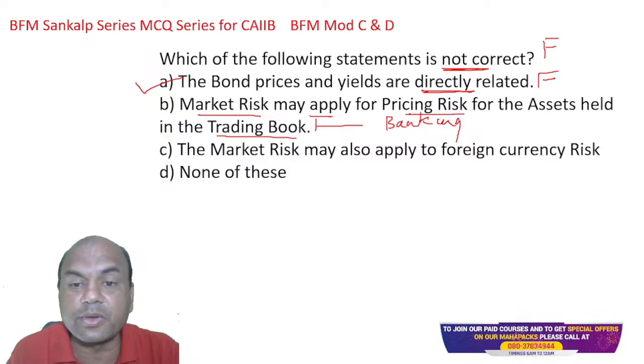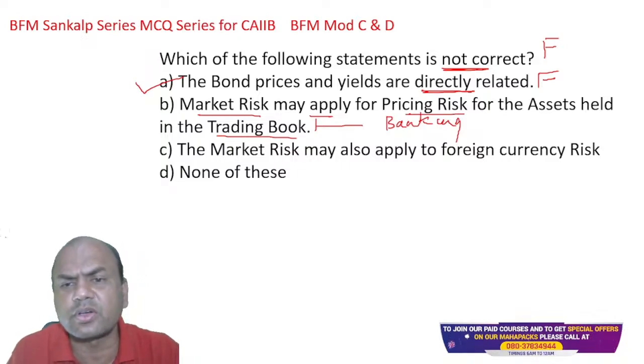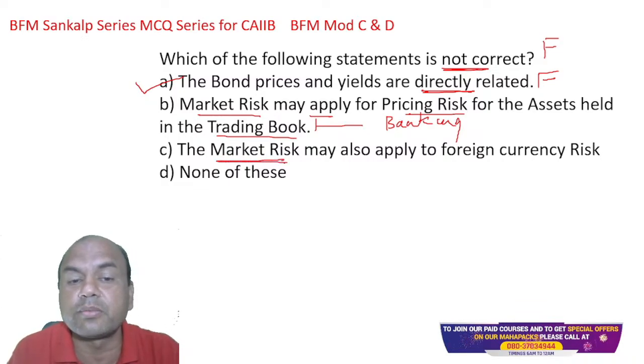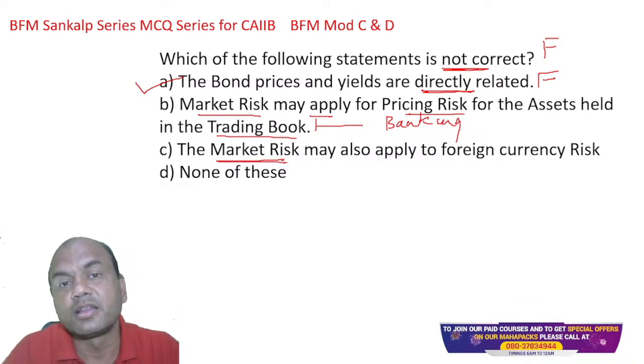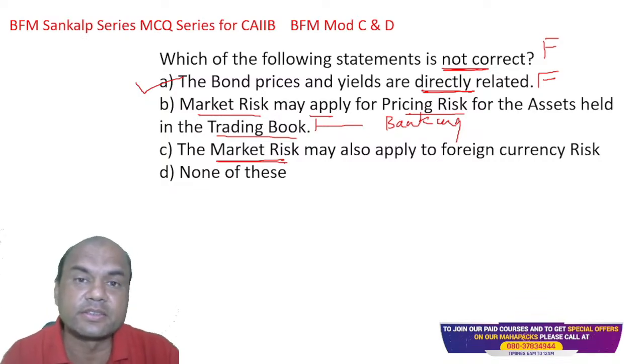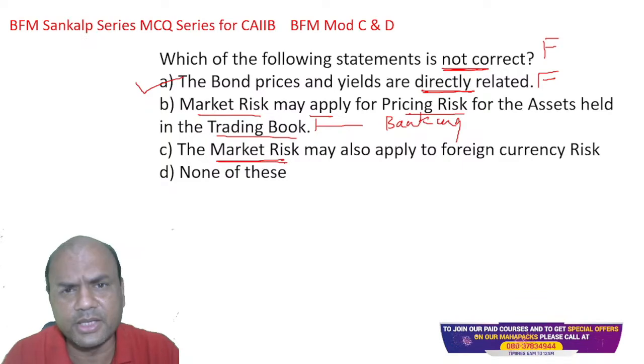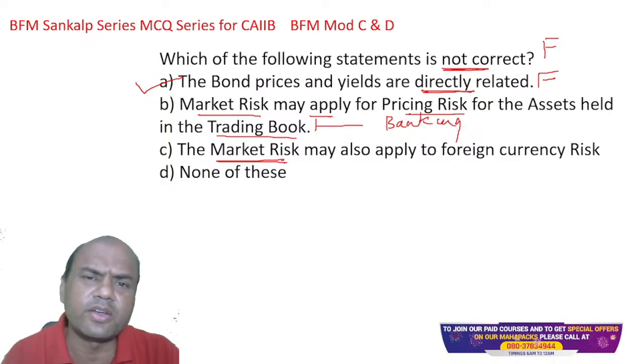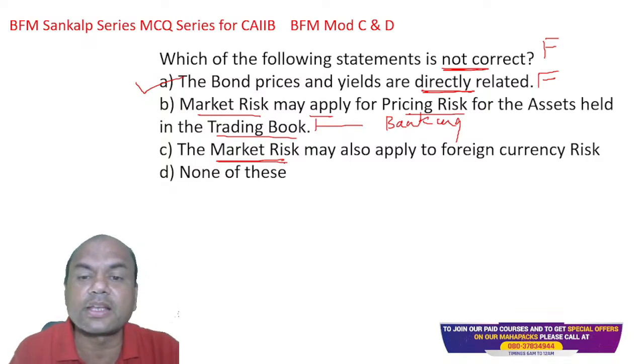The market risk may also apply to foreign currency risk. So obviously, what does market risk mean? It is that risk which is not in your hands. Like the Russia-Ukraine war, COVID, is it in your hands? Nothing. RBI changing the repo rates is not in your hands. So that's why market risk may also apply to foreign currency risk. So that is also true. So the answer is only A.